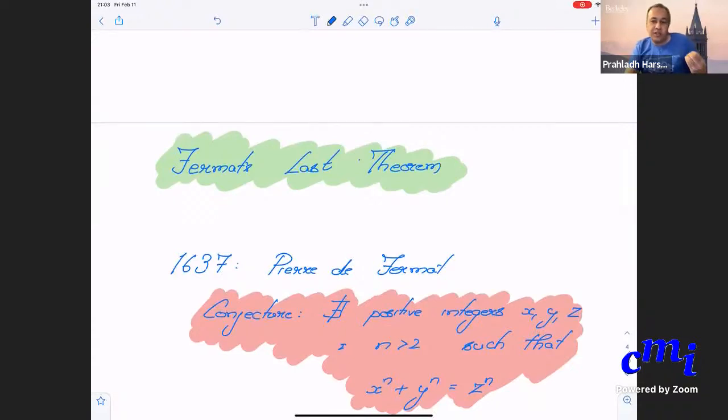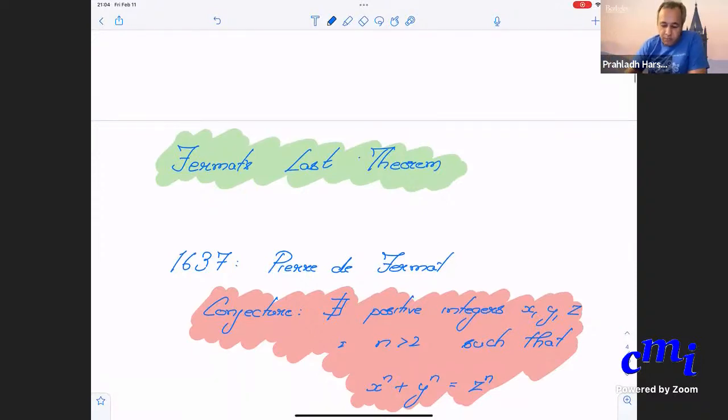He not only conjectured, he actually stated in his notes that he had a proof, but his margin was too small to fit the proof. Of course, today we don't believe he had a proof. When would you believe such a statement? Anyone can make statements, like today's politicians make a lot of statements. You believe them only when they give a proof in support of it. So we'll understand what it means for a statement to be true. They have to give a proof for it.